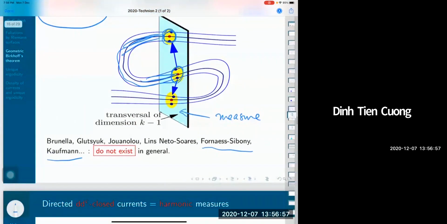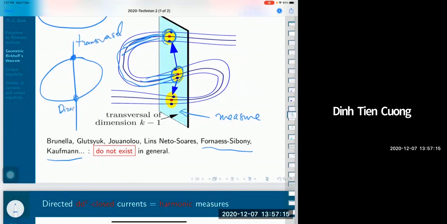For example, if you have a compact leaf, then you have a measure like that. For example, you have the transversal like that. You put some Dirac mass here and Dirac mass here. Take some Dirac mass and you follow the flow, then you get the Dirac mass here. And if you follow another way, you also get the Dirac mass. So if you have a compact curve, then this is okay. If the leaf is not compact, you cannot have this because we want the mass to be finite. If the leaf is not compact, you try to do the same and you have infinite mass. So we are talking about measures with finite mass.